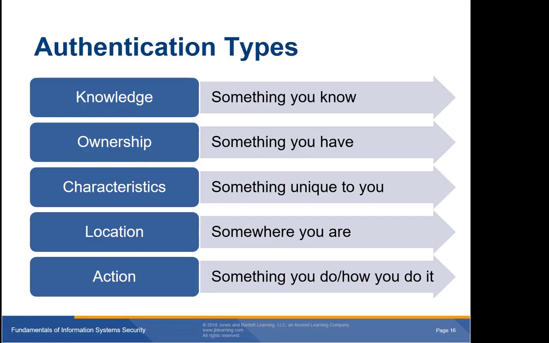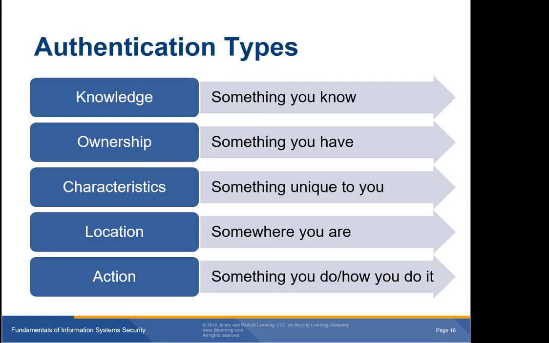You have knowledge, which is something you know, such as a password, passphrase, or a personal identification number. You have ownership, which is something you have, such as a smart card, key, badge, or token. You have characteristics, some attribute that is unique to you, such as your fingerprint, retina, or a signature. Since the characteristics involved are often physical, this type of authentication is sometimes defined as something that you are.